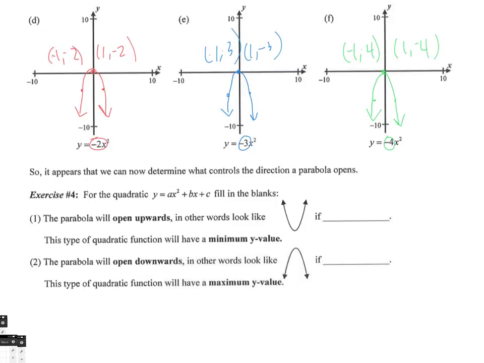For a quadratic, y equals ax squared plus bx plus c, fill in the blanks. The parabola will open upwards, in other words, look like the type of a quadratic function with a minimum value, or a happy face, if a is positive. The parabola will open downwards, in other words, look like the type of a quadratic function with a maximum value, or in other words, a sad face, if a is negative.